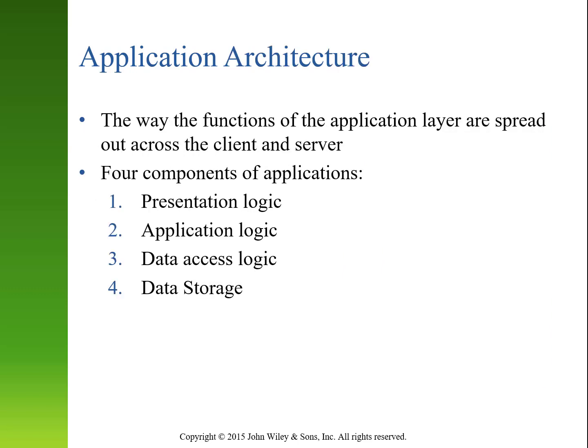In terms of how we structure the application architecture, it depends a little bit on what kind of network structure we want to design. There are 4 primary components that the application layer is responsible for: how we present information to the user, how we perform application logic, how we access data that informs our application logic, which we are then presenting to the user, and where we're going to store the information.